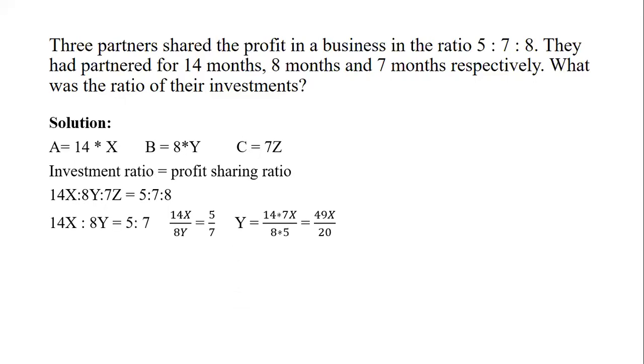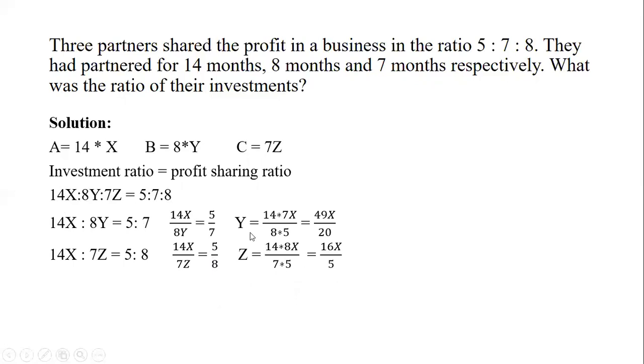So now let me take here 14x is to 8y should be equal to 5 is to 7 because the ratio should be same. So we can get y value in terms of x. 14x by 8y is equal to 5 by 7, which means y is equal to 49x by 20. So similarly, next we can take 14x is to 7z so that we can get z value in terms of x. Okay, so 14x is to 7z is equal to 5 is to 8. So 14x by 7z is equal to 5 by 8. You will get z is equal to 16x by 5.